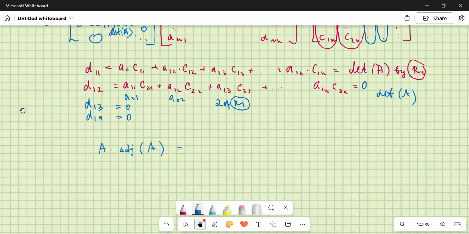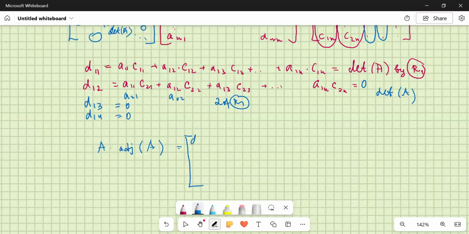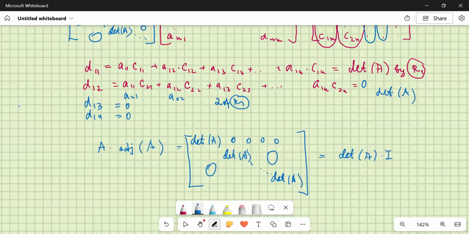Equals the very weird matrix. It has the determinant of A on the main diagonal and zeros everywhere. I'm going to label all zeros with 0. Well, for us, it's going to look like we took an identity matrix and multiplied it by the determinant of A, right?